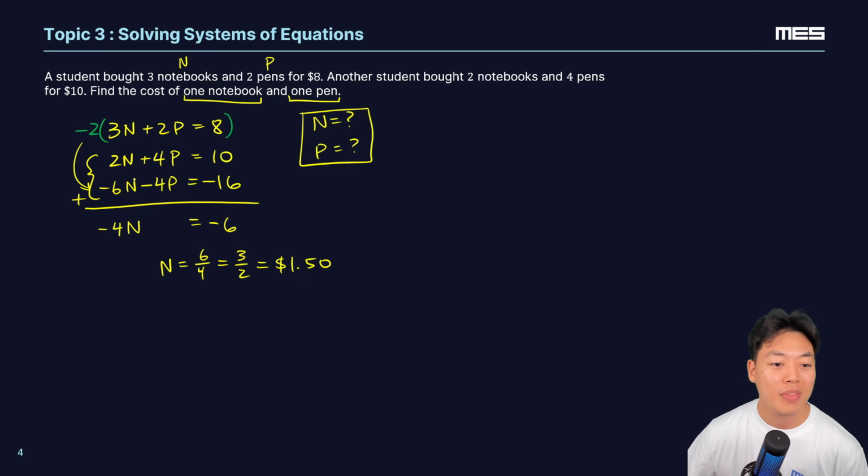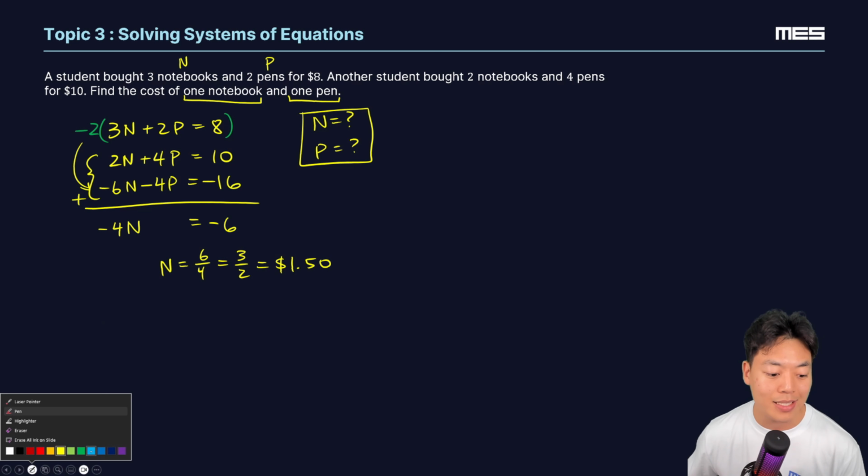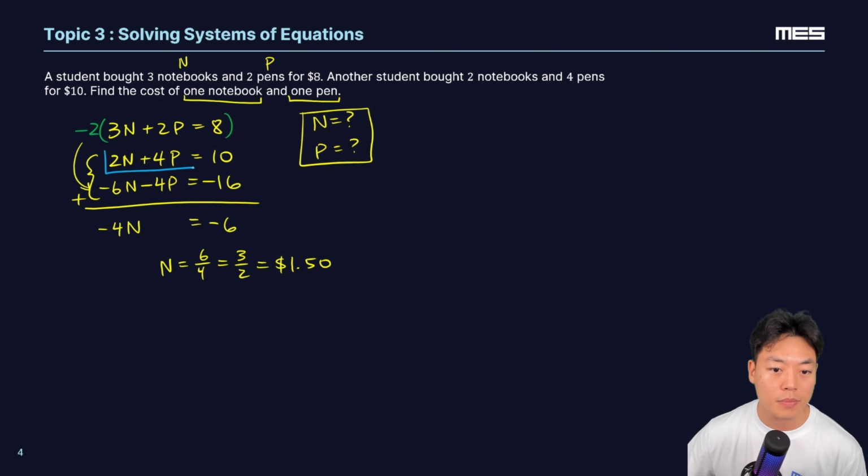Now we can find how much 1 pen costs by plugging this 1.5 back into one of the n's. Now, it seems easier for us to plug this 1.5 for n into the second equation that we see, because when we do 2 times 1.5, that gives us a whole number of 3, whereas 3 times 1.5 would have given us 4.5, and that's a little tougher to work with.